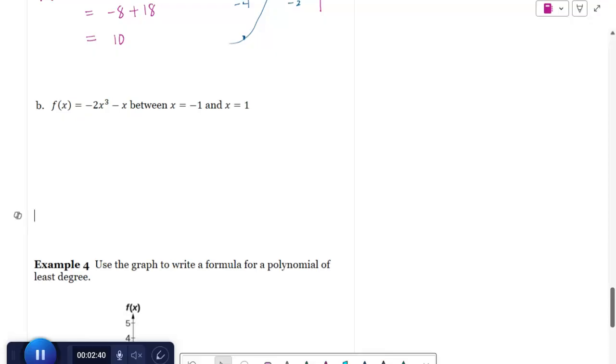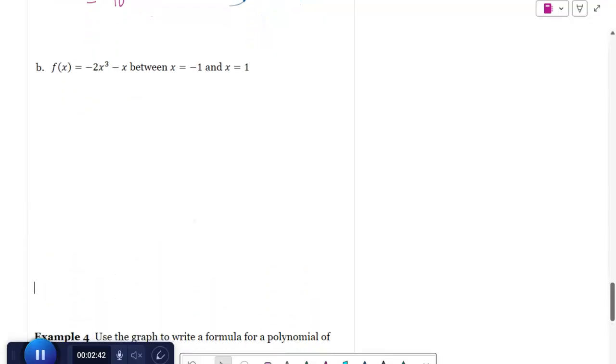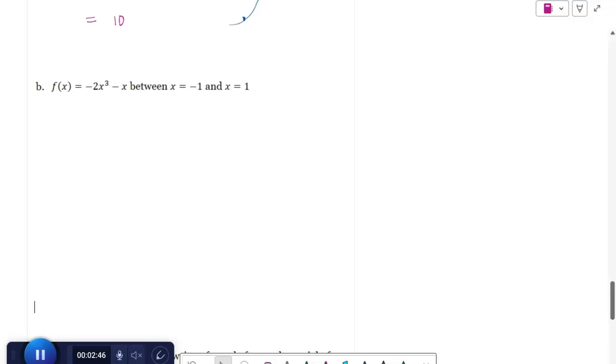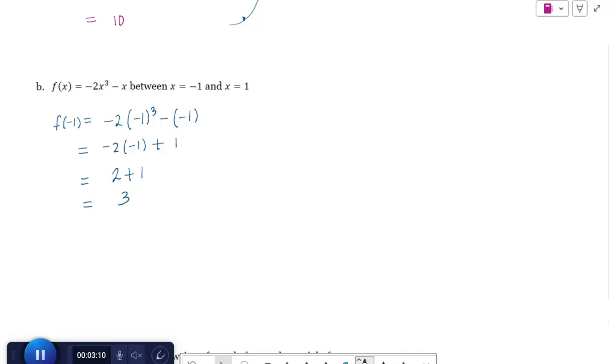Let's look at another example. For example B, we'll plug in -1 first. We'll have -2 times -1 cubed minus a -1. This is -1 cubed is -1, and this will change to a +1. So this looks like 2 plus 1, which is 3.